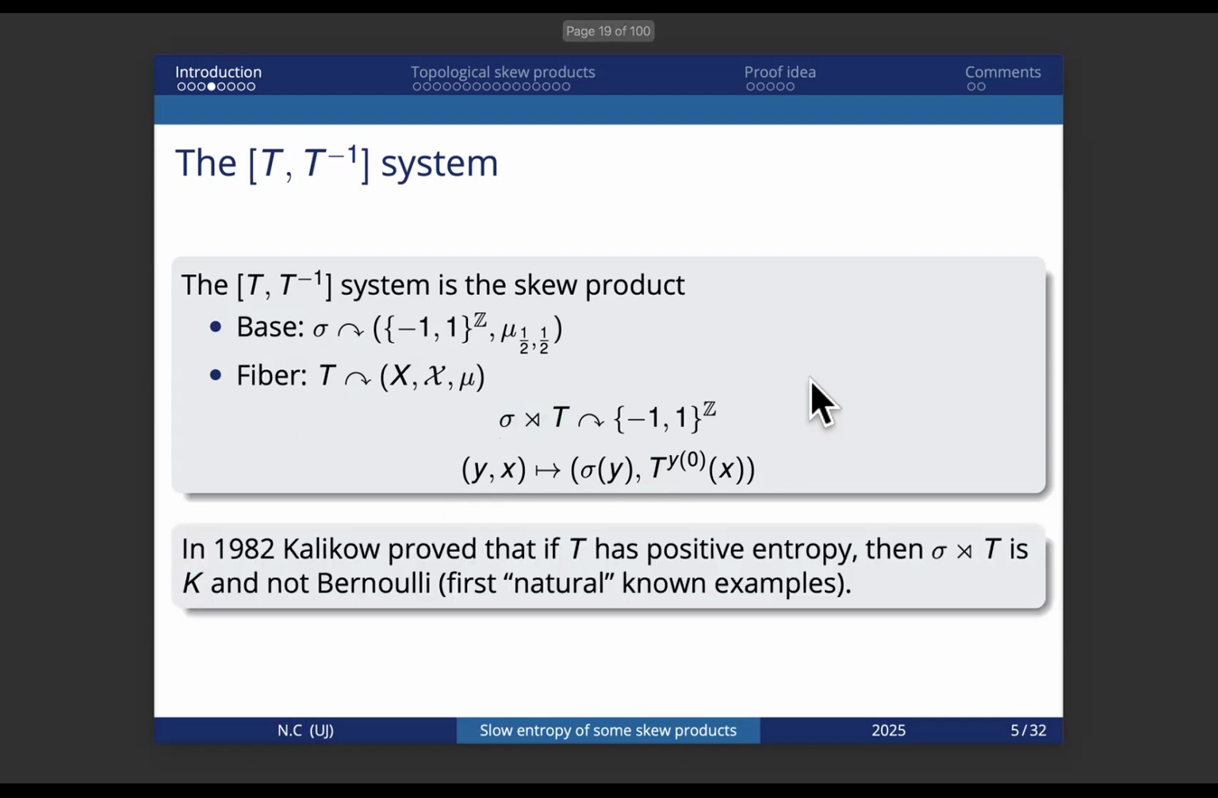So why do people like this system? One reason is that in 1982, Kalikow proved that when you take T, like the fiber system, as a transformation with positive entropy, then this product is K, Kolmogorov, but it's not Bernoulli. And at some point previously, it was conjectured that this property implies this other property. So it was like the first natural example having the property of K, but not Bernoulli.